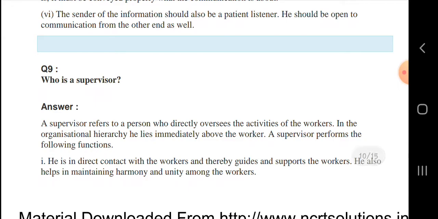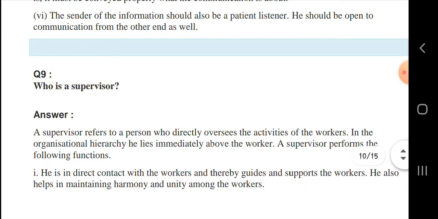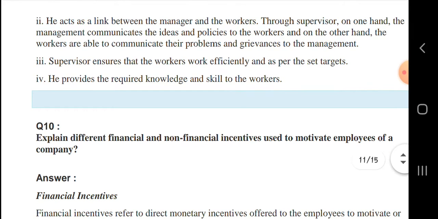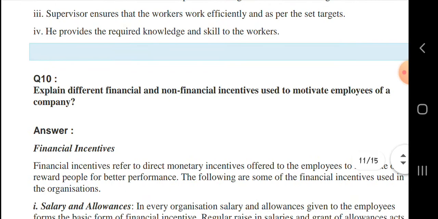So what is a supervisor? A supervisor refers to a person who directly oversees the activities of the workers, who sees what they are doing. He provides the required knowledge, and the supervisor ensures that the work is done efficiently and as per the set target, checking whether the work is going well or not.